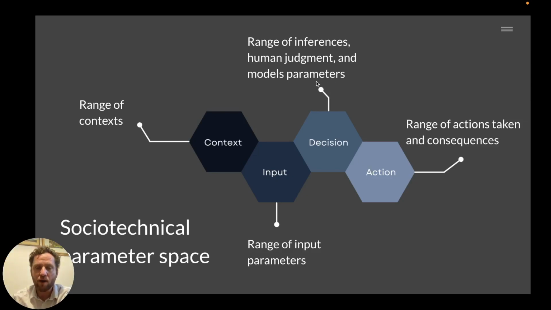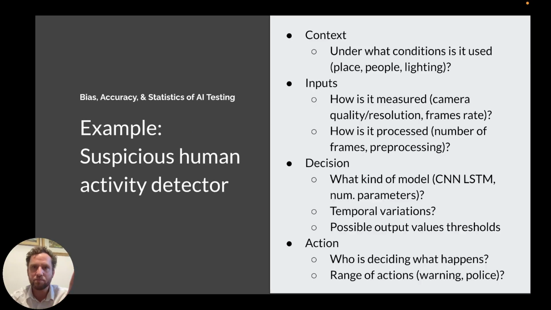Of course, there are model parameters. There's a parameter space of models. There are different types of models, and even the same type of model can have different weights or parameters. And then there are a range of actions that can be taken and a range of consequences. So the testing that gets you an 83% accuracy is going to be over some subset of this entire socio-technical parameter space.